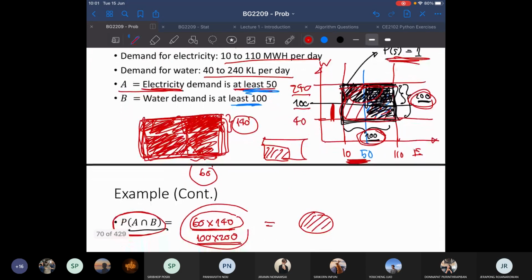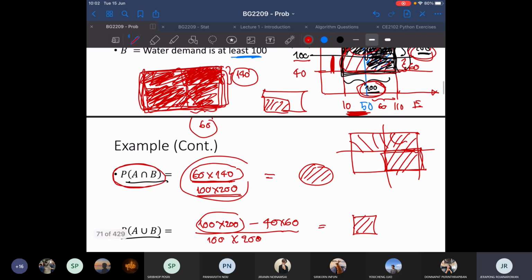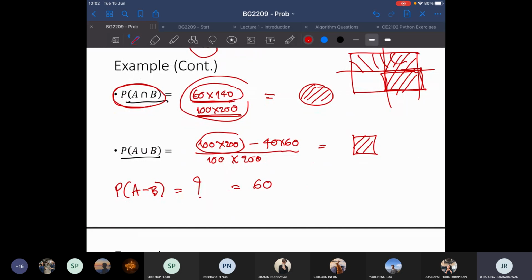Okay, A minus B. Let's see. Where is it? A is this one, right? B is this one. A minus B is only this part. What is it? This one is 60 times, what's this one? 60, right? 60 times 60. So it's going to be 60 times 60 divided by 100 times 200, which is another answer. All right, so far so good, right?